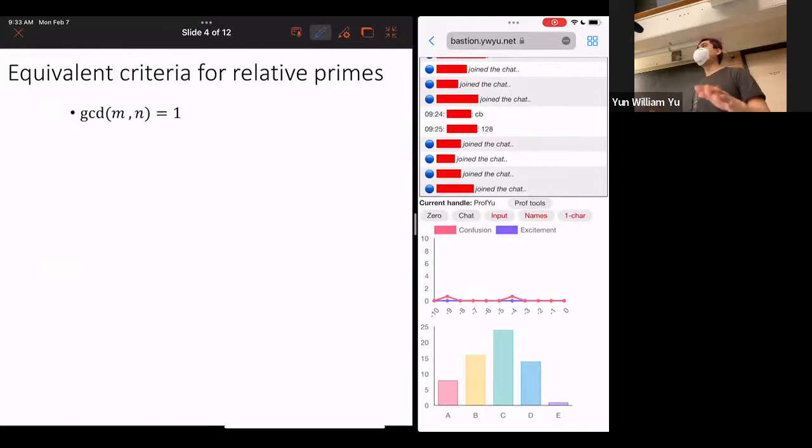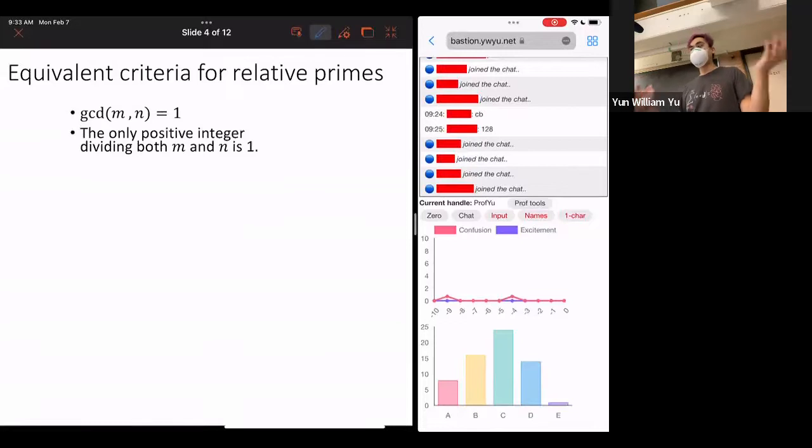Okay, so it turns out that for the greatest common divisor being equal to 1, there are lots of different ways you can think about this. Remember, we had several different ways of thinking about greatest common divisors and least common multiples, and we can think about relative primes in all of these different ways. So for example, if the greatest common divisor between two numbers is equal to 1, that means the only common divisor is 1, right?